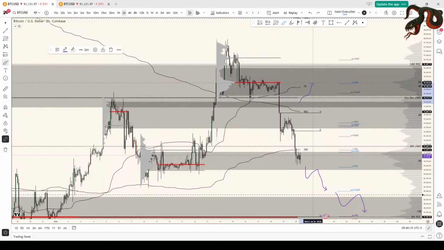I would be more inclined to see a reaction from the POC and then come back up to firm up value area low, kind of as newfound support, given acceptance, and then try and play the traversal. That's how I would play it ideally.